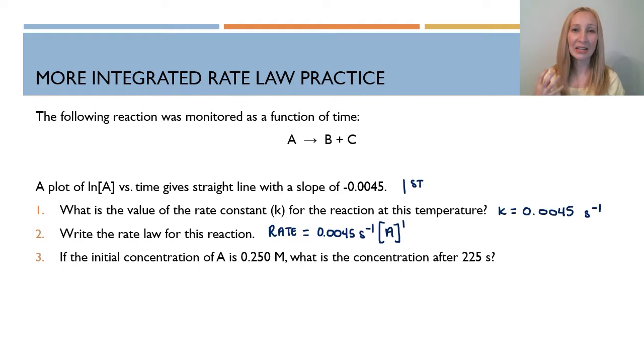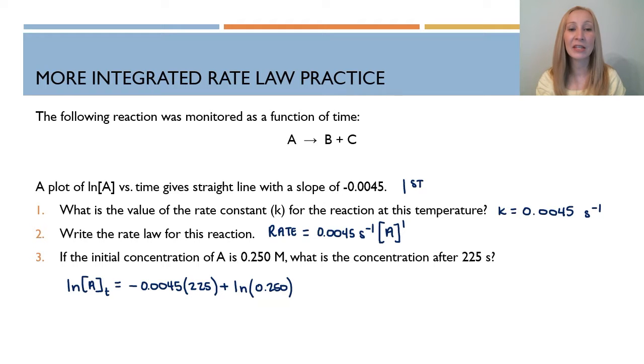Now we're going to use that integrated rate law equation. If the initial concentration is 0.250 molar, what is the concentration after 225 seconds? So we're just plugging and chugging here, putting in the information that we know and solving for that unknown. So the natural log of A, the concentration of A after 225 seconds, is going to be equal to negative k, which is negative 0.0045, times the time, 225 seconds, plus the natural log of the initial concentration.